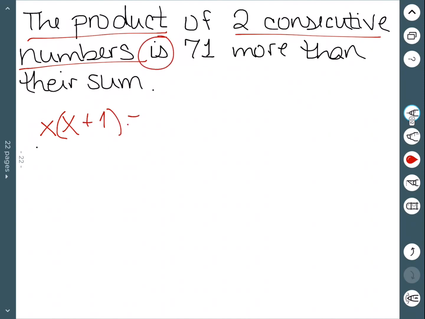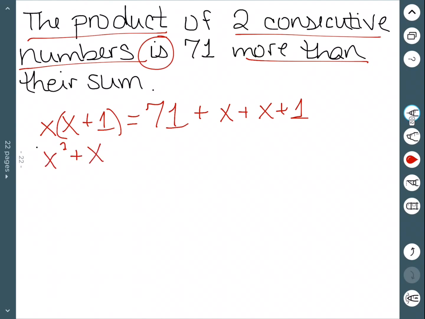"Is" means equals. We have 71. "More than" means add. And then their sum, so we're going to add our two consecutive numbers. Multiplying the left gives me x squared plus x. Combining the right, I have two x's, and then I have 71 plus 1 to give me 72.